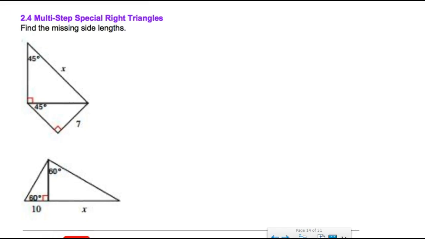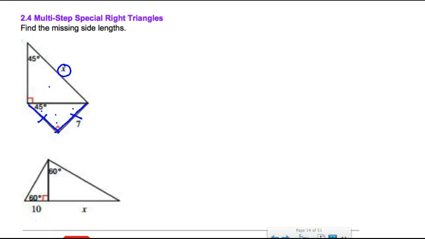So now in 2.4, we're still going to be working with special right triangles, but they're going to have multiple steps. So we're going to have to walk our way around. What am I given? And where do I need to go? So somehow I have to make a jump from this triangle to this triangle. Well, let's go look at what I'm given. I've got a length of 7 on a 45, 45, 90. And these are the legs.